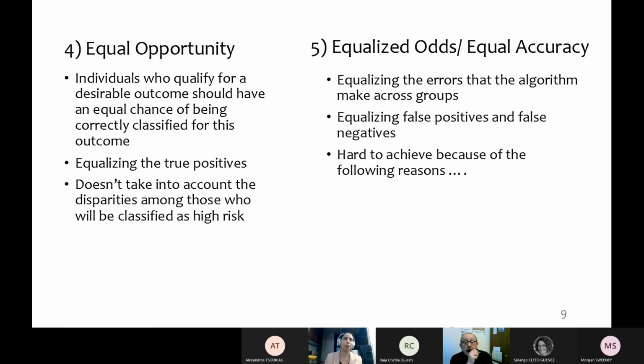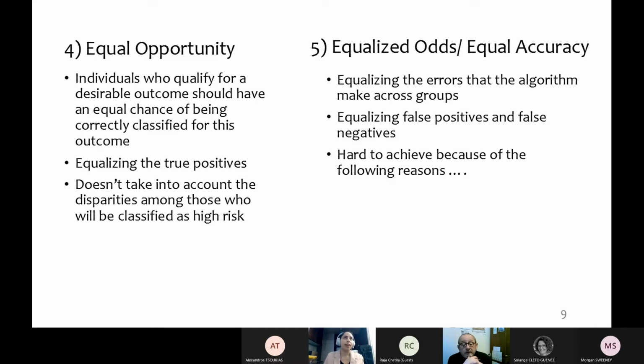This is a good notion of fairness. However, it shifts the focus from the hard cases where we have the false positives and false negatives to the so-called easy cases. I know that there aren't any easy cases when we talk about outcomes that impact individuals' lives.